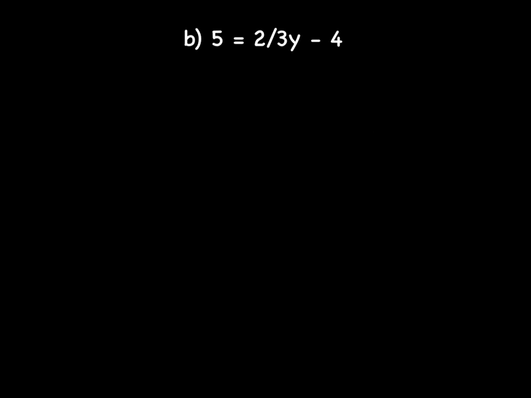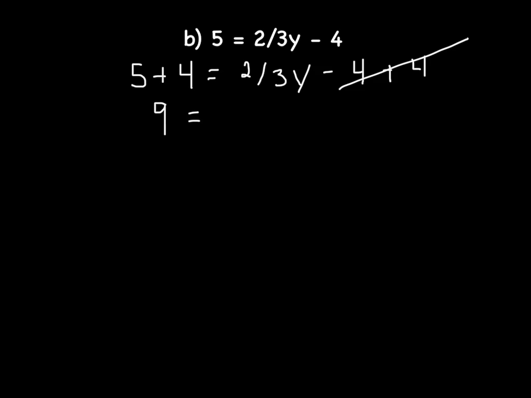To solve the equation in question B, 5 equals 2/3 y subtract 4, we need to isolate the variable y by performing inverse operations. So we're going to start by taking a look at that subtract 4. To make 0 with the negative 4, we need to add 4. And if we add 4 to the right side of the equation, we have to add 4 to the left side as well. 5 plus 4 is equal to 2/3 y subtract 4 plus 4. That gives us 9 is equal to 2/3 y.